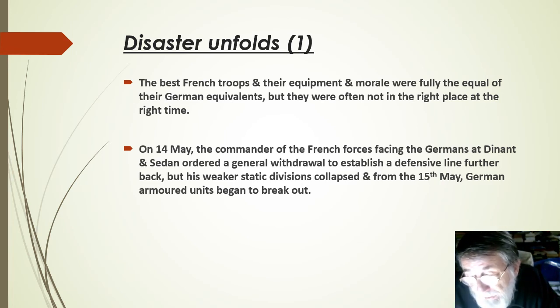On the 14th of May, the commander of the French forces facing the Germans at Dinant and Sedan ordered a general withdrawal to establish a defensive line further back, but his weaker static divisions collapsed, and from the 15th of May, German armored units began to break out.